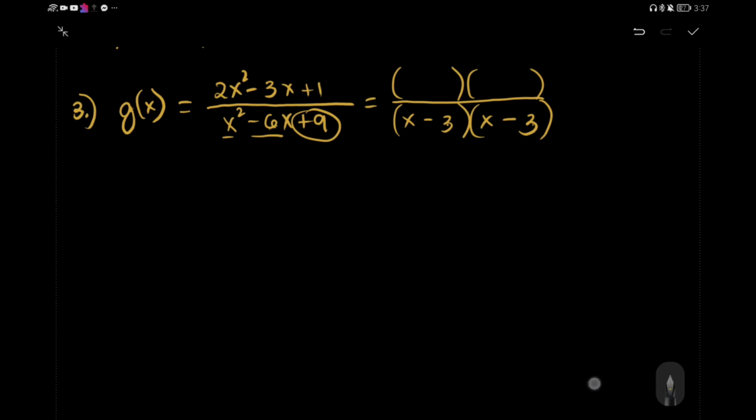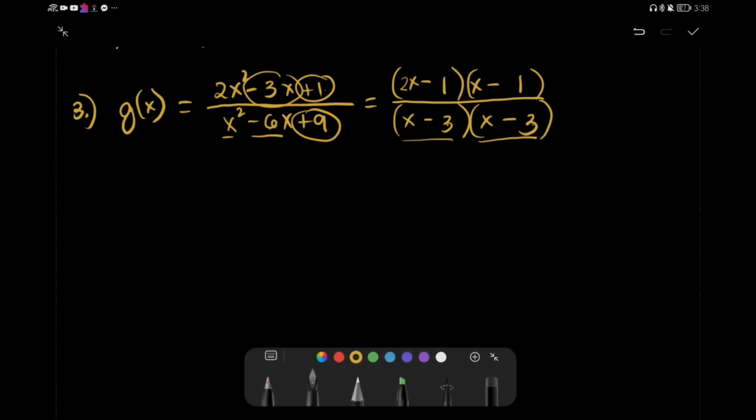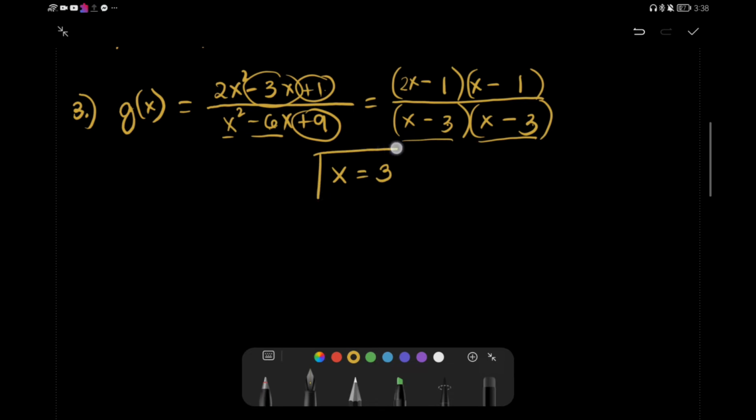Factor the numerator, that is 2x times x. Same, positive last term, negative middle term. This is all negative. Factors of 1, that is 1 times 1. Now, since the denominator has the same factor, x minus 3, we find the value of x that makes the denominator 0. Since it is negative 3 there, we can directly say x is equal to 3. Why? 3 minus 3, that is 0. 3 minus 3, that is also 0.